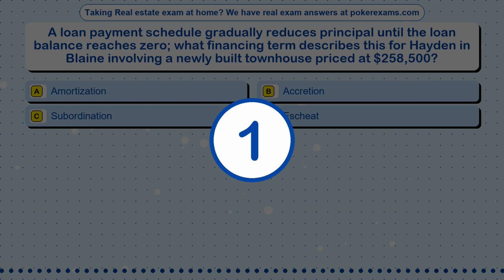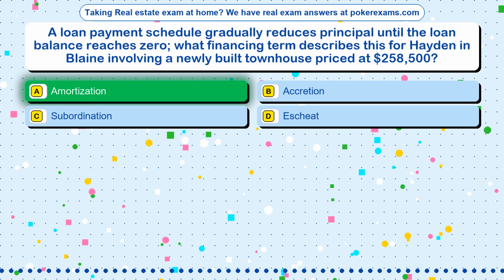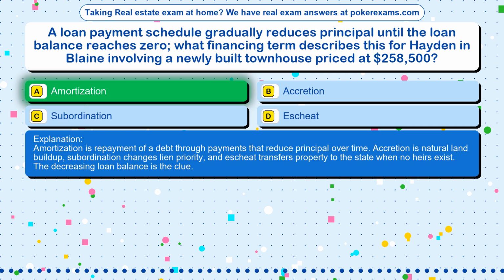The correct answer is option A. Amortization. Amortization is repayment of a debt through payments that reduce principal over time. Accretion is natural land buildup. Subordination changes lien priority, and escheat transfers property to the state when no heirs exist. The decreasing loan balance is the clue.